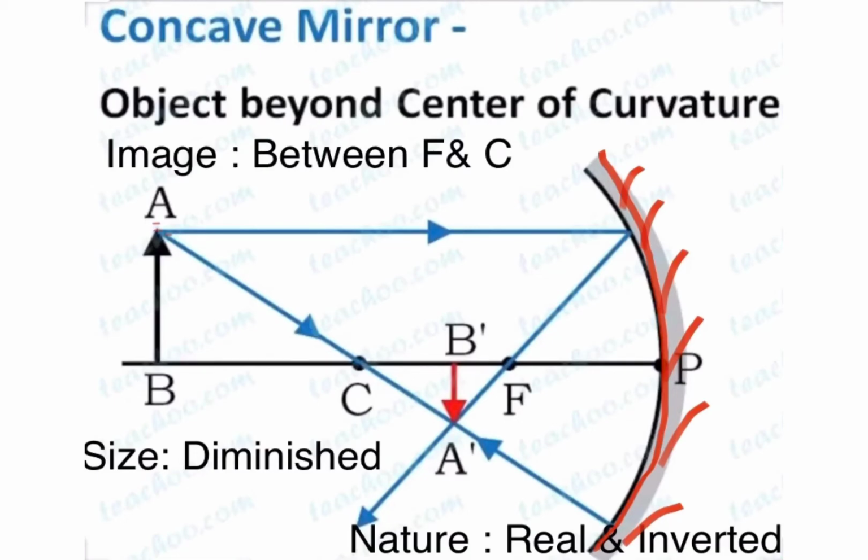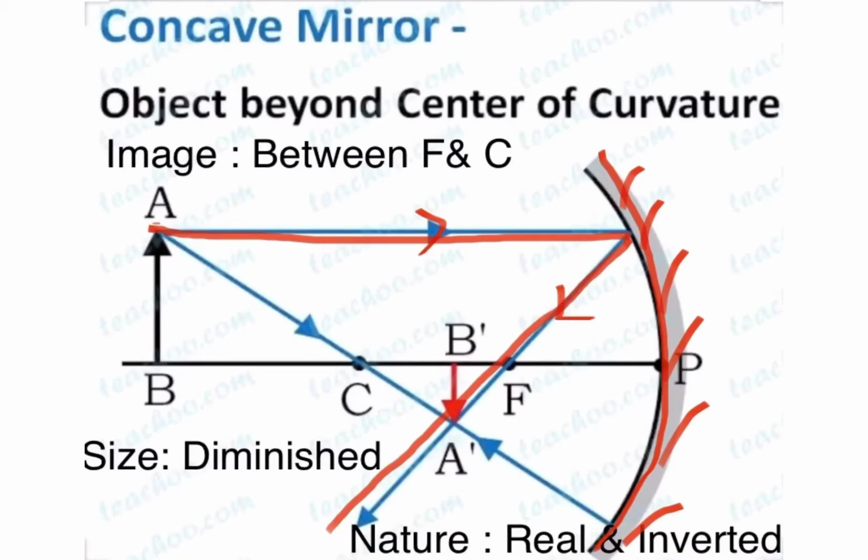Now we will consider two rays which are passing through point A of the object. First of all, let us consider the ray which is parallel to the principal axis, and according to rule 1, the ray which is parallel to the principal axis passes through F after reflection. So here you can see that this is your incident ray which is parallel to the principal axis and this is the reflected ray which is passing through F.